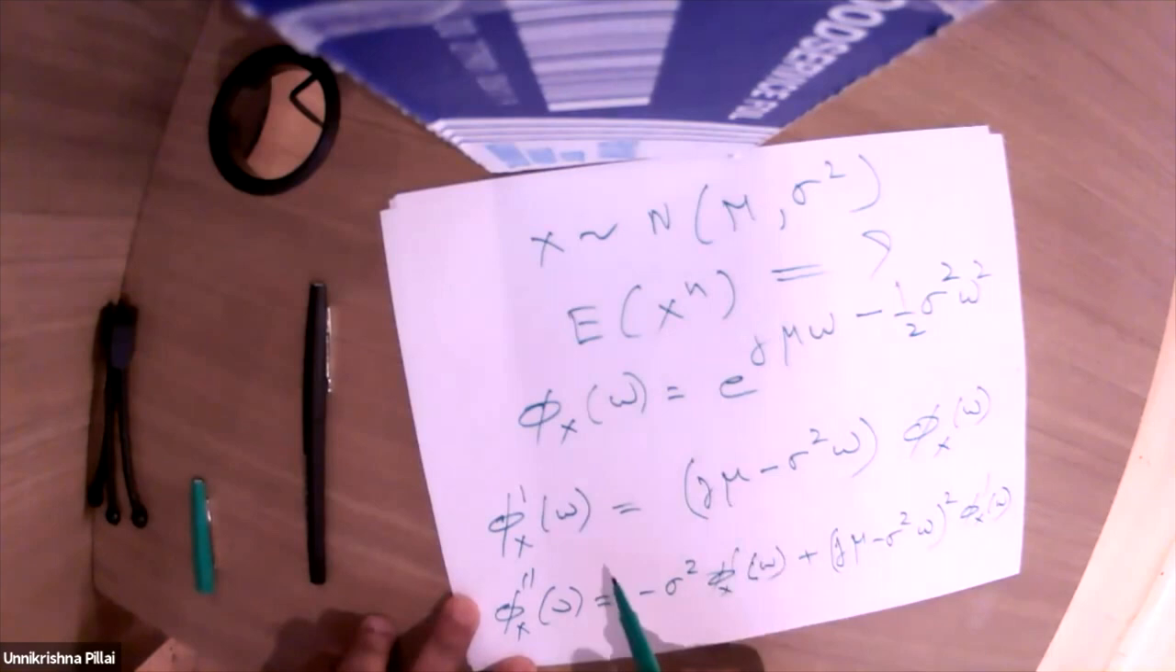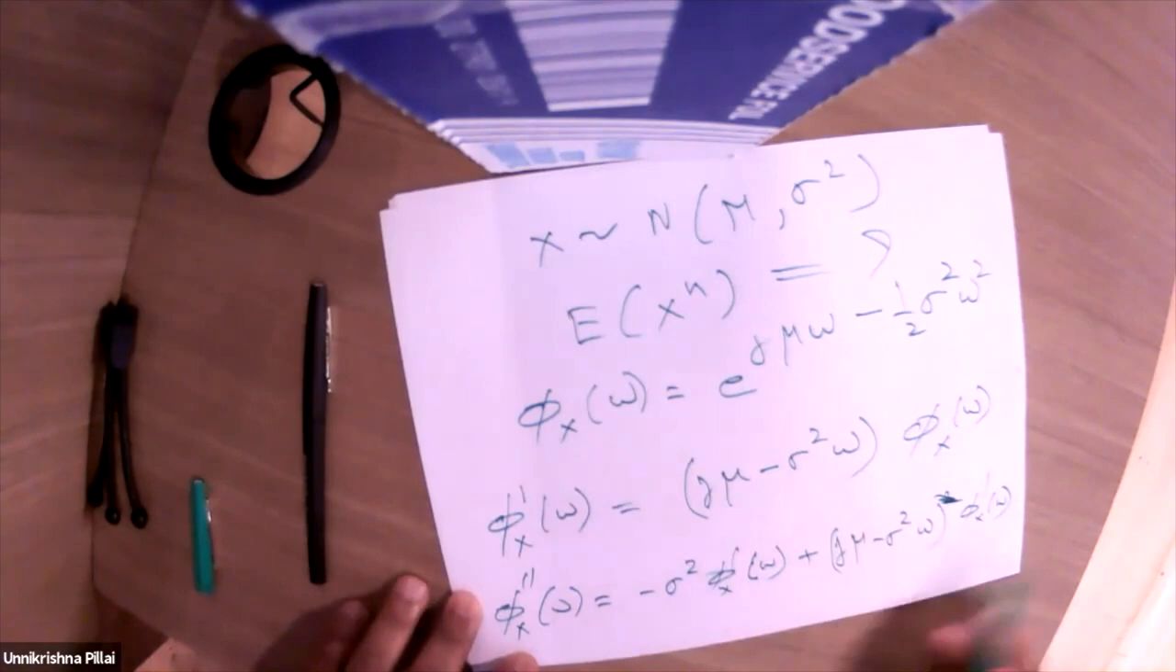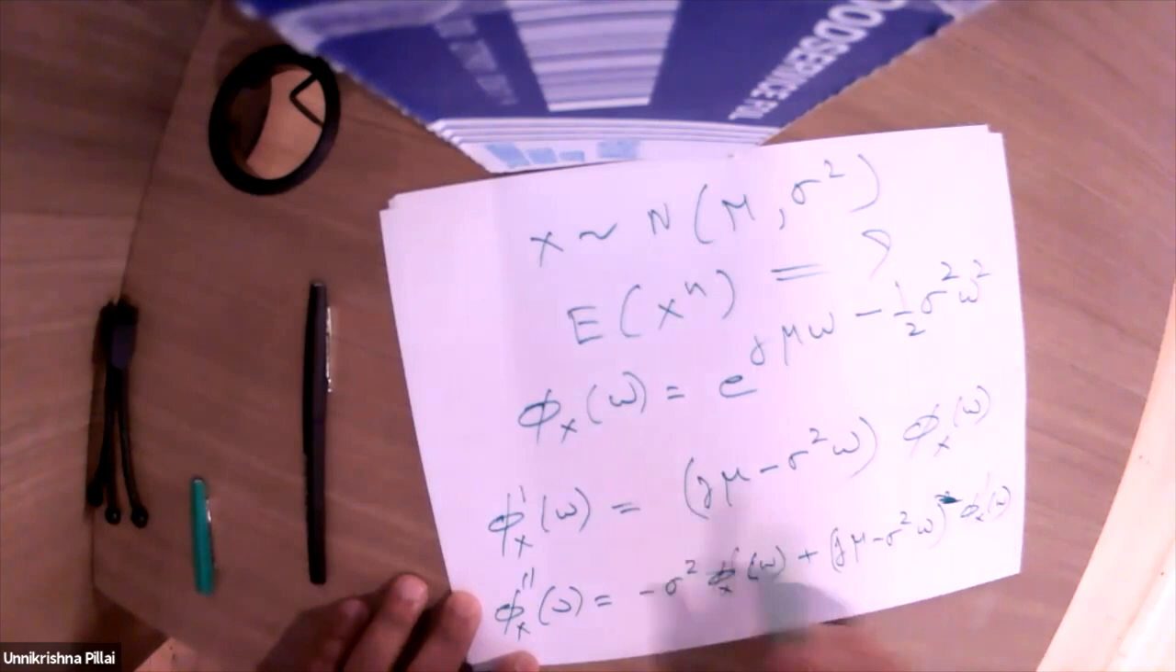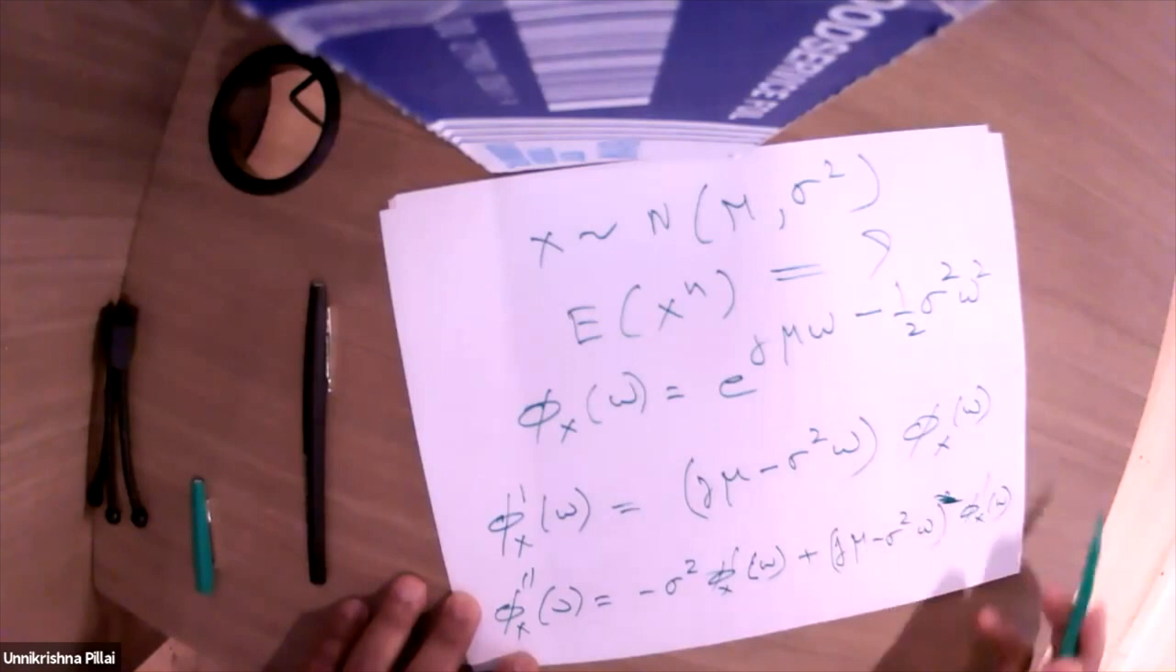Oh, yeah. So this is good, right? Yes or no? Okay, thank you. So let's see again. Minus sigma squared multiplied by this, and then this multiplied by this.